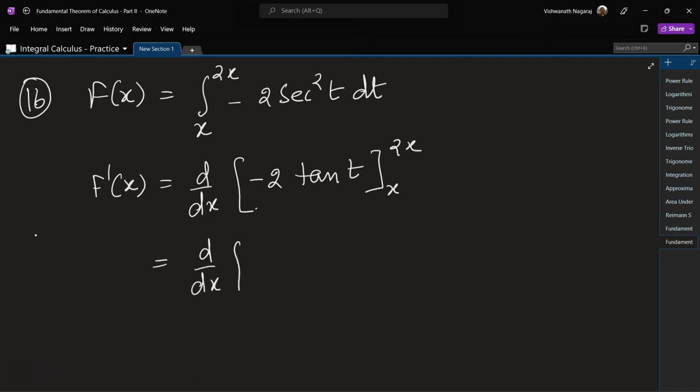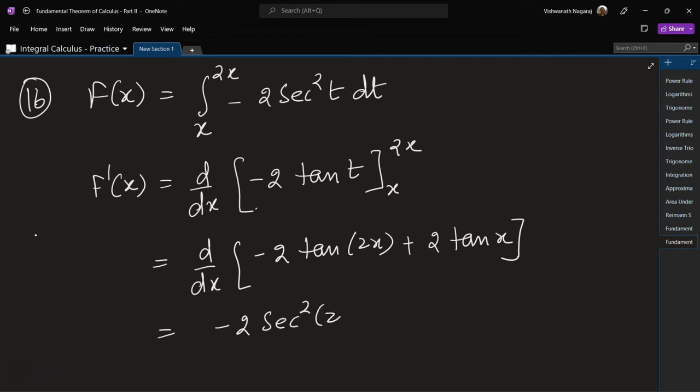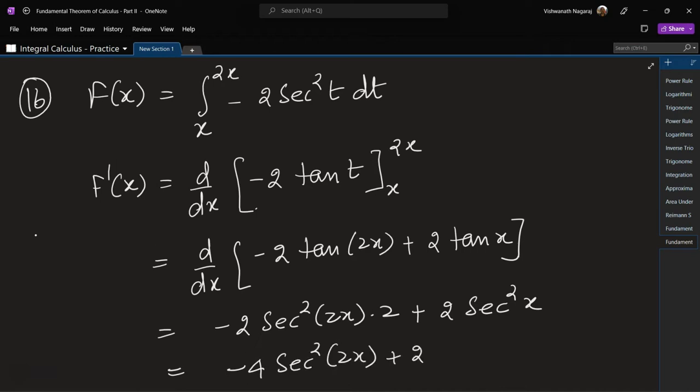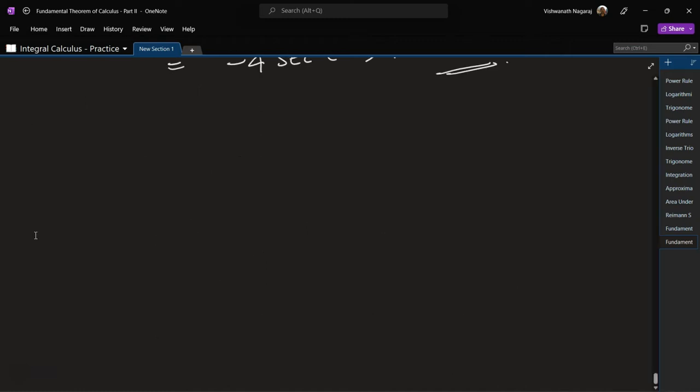So d by dx of minus 2 tan 2x minus minus, plus 2 tan x. And now we differentiate it. What do we get? Minus 2 sec square 2x times 2 plus 2 sec square x. So finally we can write it as minus 4 sec square 2x plus 2 sec square x. That is the result.